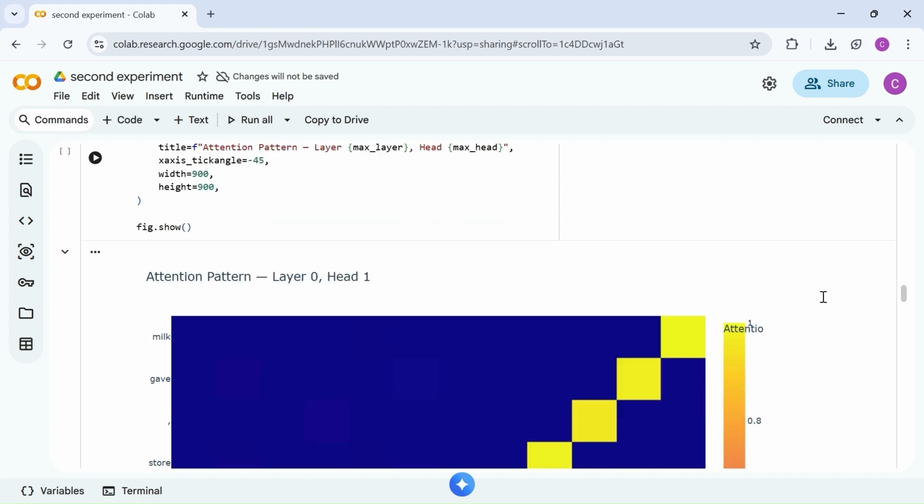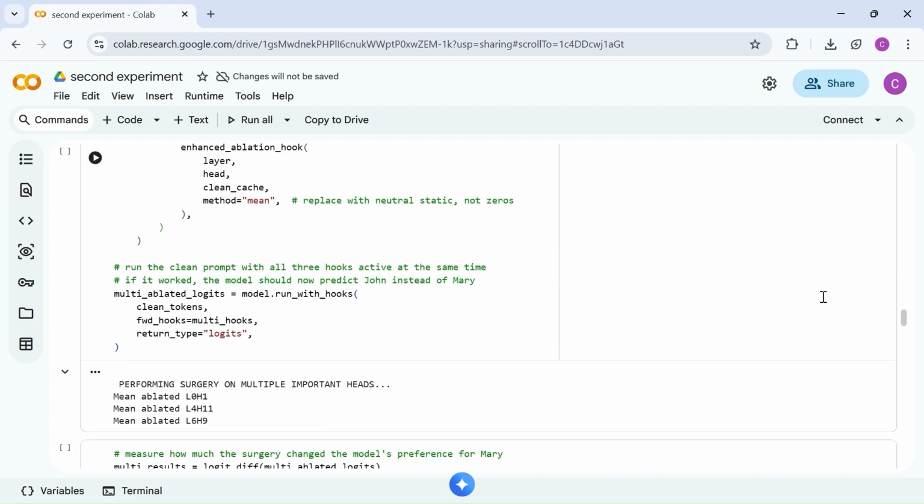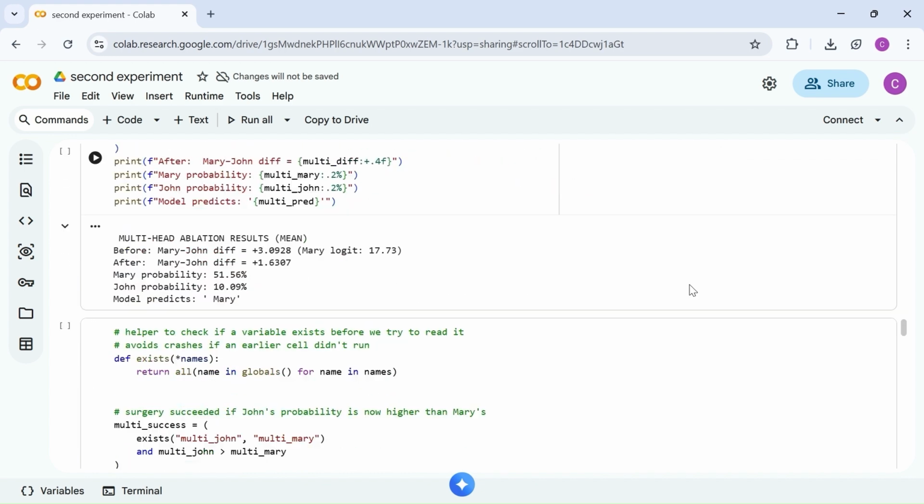So, as you can see here, we have muted layer 0 head 1. Then we have further muted 3 of the important heads in order to see if the confidence drops or not. We can see that Mary's confidence has dropped. Initially, the confidence was 3.09 and now it is 1.63.